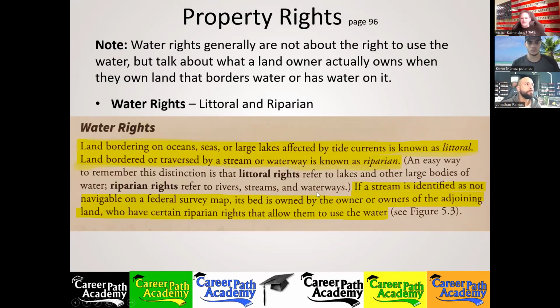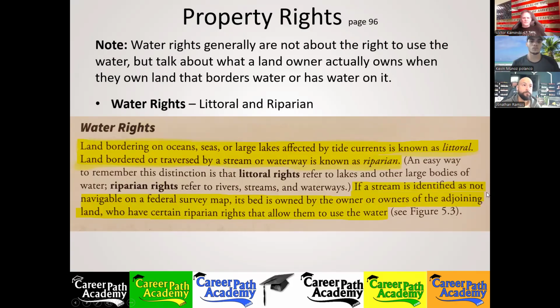But the key here is that you have littoral property rights when you own land that borders water that's controlled by the tide. High tide and low tide. The tide goes up, the tide goes down. But most importantly, they're navigable waters. That means commercial shipping can go through them.